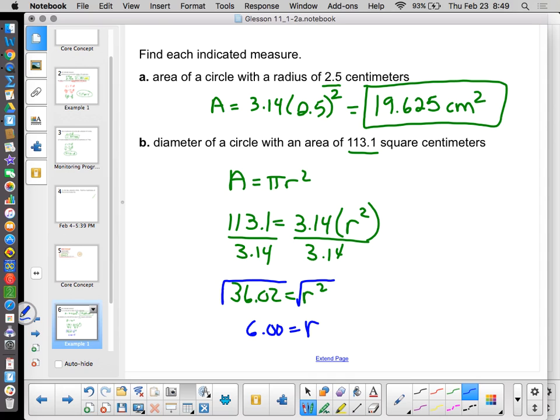So if that's the radius, we want to find the diameter. So the diameter is going to be 2 times that, or 12 centimeters. And it's not centimeters squared because diameter is a length. So context is length units, which is not squared.